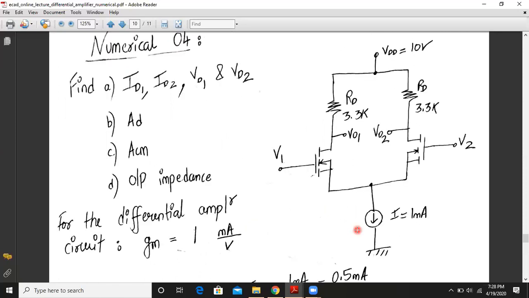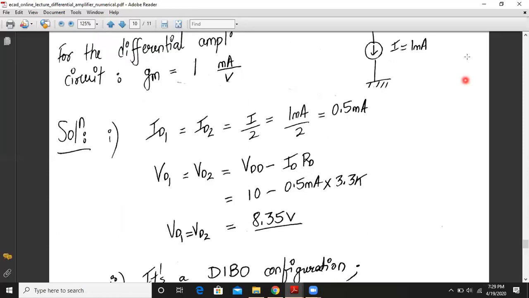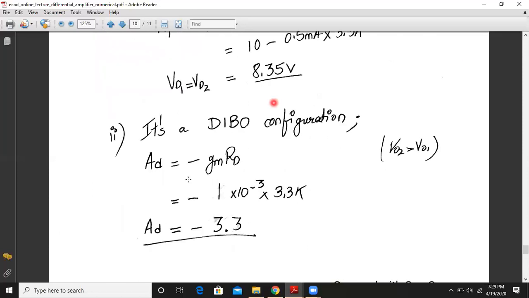So we have identified this is a differential amplifier configuration, and we have to find a differential gain formula. Differential voltage gain is given by gm into RD. gm is directly given to us, and the minus sign indicates that VO2 is greater than VO1. So gm is 1 milliampere per volt, RD is 3.3 K, so the differential voltage gain is minus 3.3.